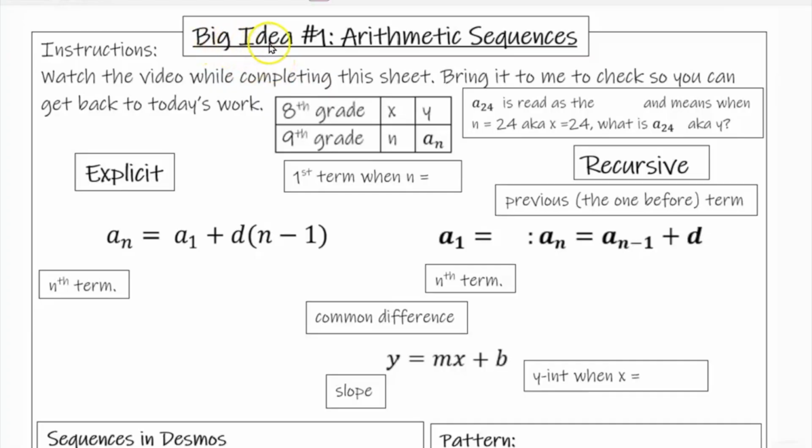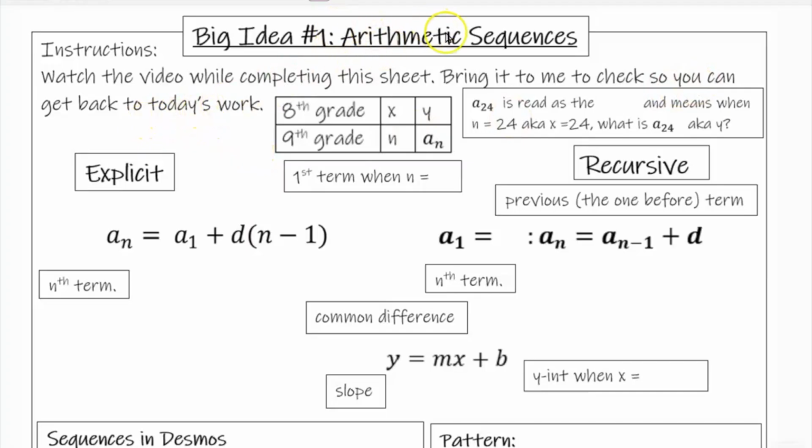All right, we're going to take a look at big idea number 1, which is arithmetic sequences. And so here are the instructions. You should have a sheet of paper that looks like mine, but it's going to be slightly different. What you're going to do is watch this video while you're completing your sheet of paper. Then you're going to bring it to me to check so that you can get back to today's work.